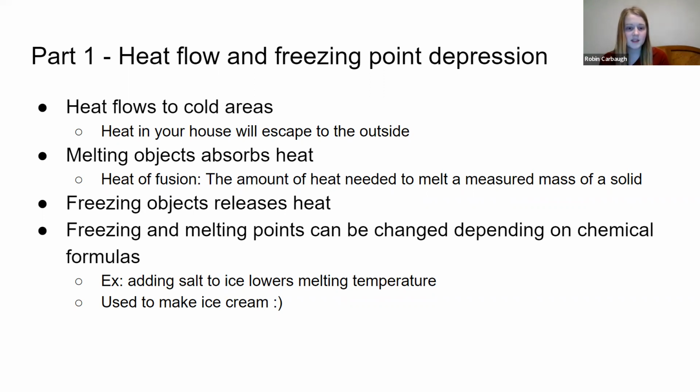And then different freezing and melting points can be changed depending on the chemical formula. A really common one to look at is adding salt to things. So adding salt to roads, for instance, to melt ice, or it's a common thing in making ice cream. And the lab gives directions on how to make ice cream if you're interested. Don't have to, but in the name of science if you want to.